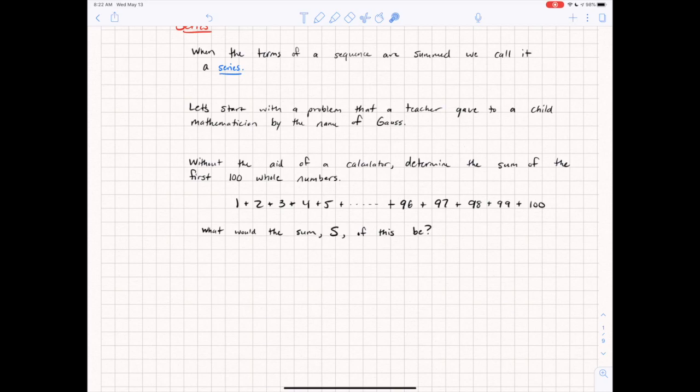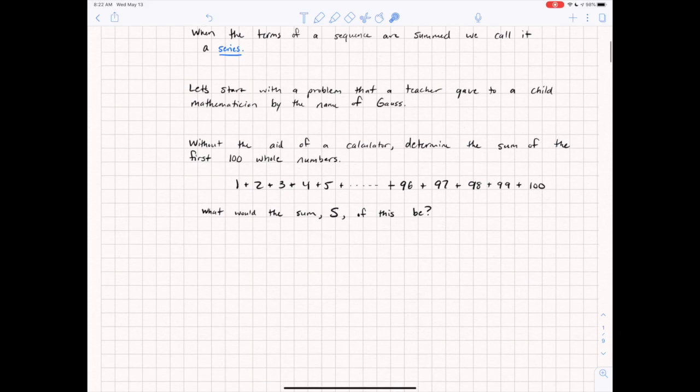And so what the teacher gave to them was to add up, or sum, the first 100 whole numbers. In other words, 1 plus 2 plus 3 plus 4 plus 5, all the way out to 96 plus 97 plus 98 plus 99 plus 100, and to spend the class time doing that.